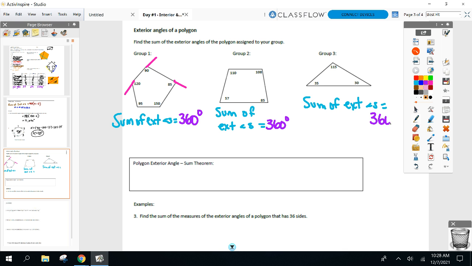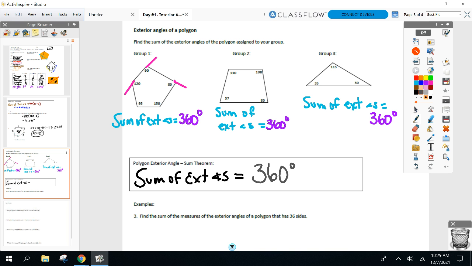What's the point I'm trying to prove? Does it matter the number of sides? No. I don't care how many sides it is. The exterior angles will always add to 360. Done. It doesn't matter. There's no special formula. The sum of the exterior angles will always equal 360 degrees. No formula. All of them will always add to 360 no matter the number of sides. And you guys just proved that.